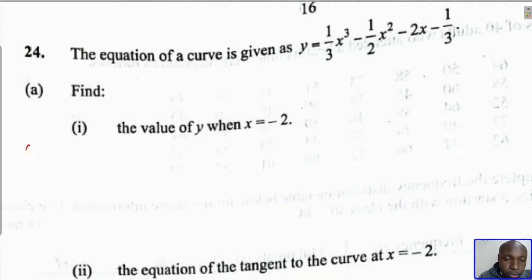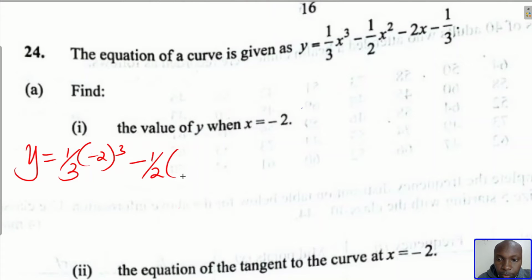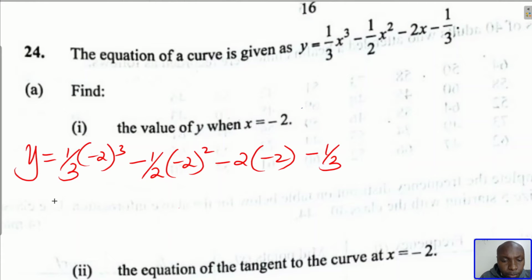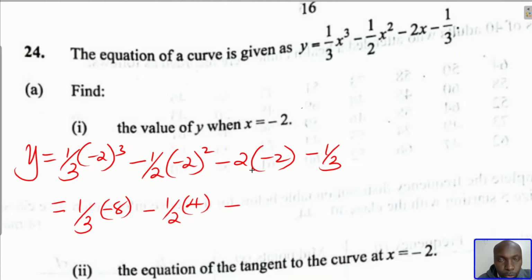This is how we're going to do it. So y is equal to a third, then in place of x you're going to put negative 2, so negative 2 cubed, subtract a half, this is negative 2 squared, subtract 2 times negative 2, minus a third. Simplifying these, we shall have a third multiplied by negative 8, minus half, this is 4, minus, negative 2 multiplied by negative 2 would be positive 4, minus a third. Simplifying these again, we can just use the calculator to complete this.